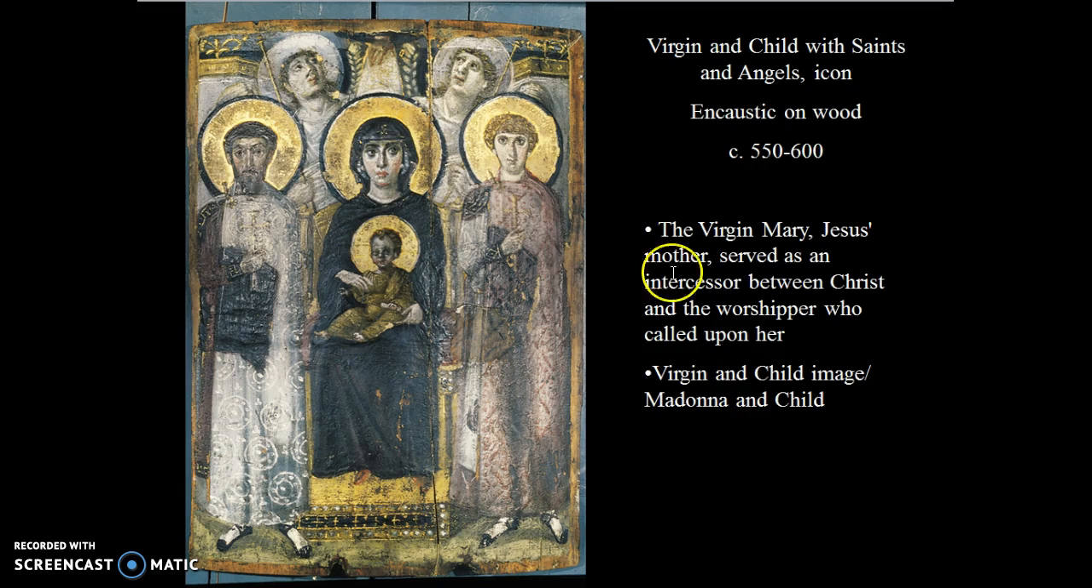On either side of Mary and Christ, you see the warrior saints, Saint Theodore on the left and Saint George on the right, who were both legendary figures said to have slain dragons. And of course, dragons represent paganism. So this serves as a metaphor to represent the triumph of the church over the evil serpent of paganism and the devil. The devil is often represented as a dragon or a serpent.